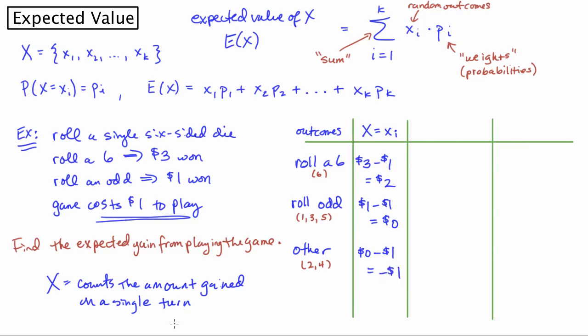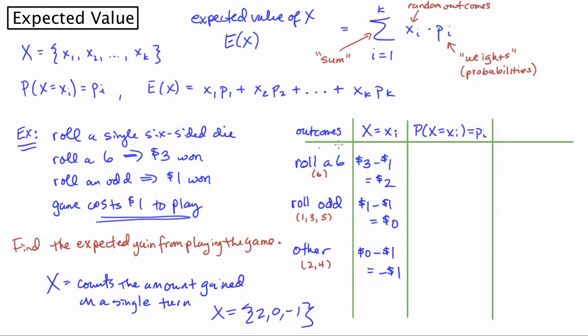So the random variable for this problem only has 3 values in it. It has 2, 0, or -1. Those are the only possible values from which to pick. Now the third column is going to list our probability distribution. So what are the probabilities associated with each of these outcomes?